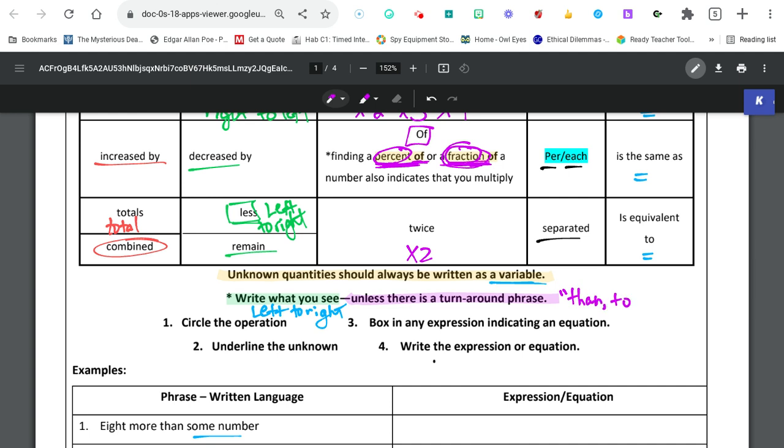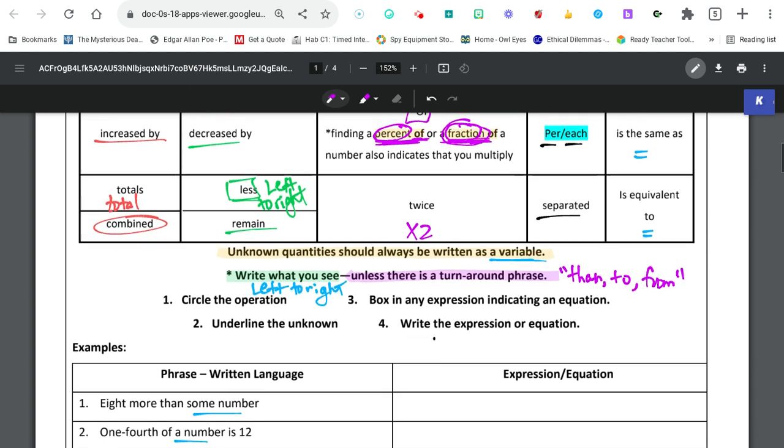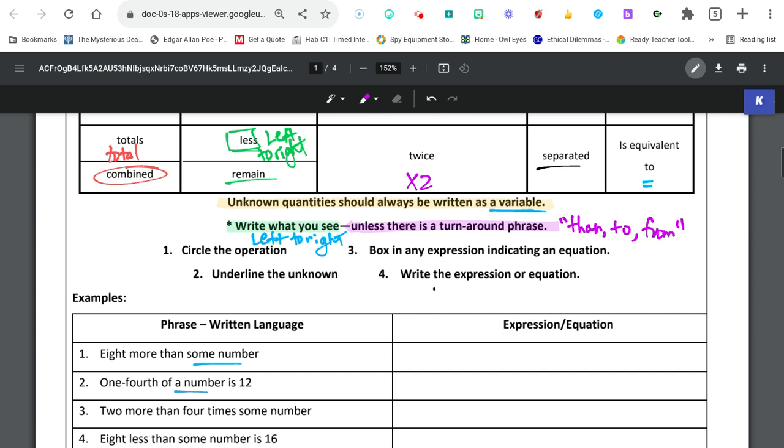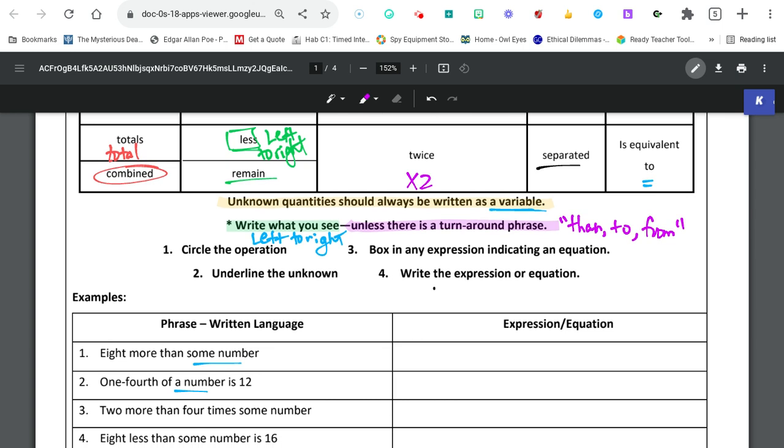If you see than or to, added to, or something like subtracted from, those are turnaround phrases, okay? Switch it around. Don't do left to right. Do right to left. All right, we're actually going to get into some examples. I'm going to circle the operation of the words. I'm going to circle what means add, subtract, multiply, or divide. Whatever word tells me, I'll circle it.